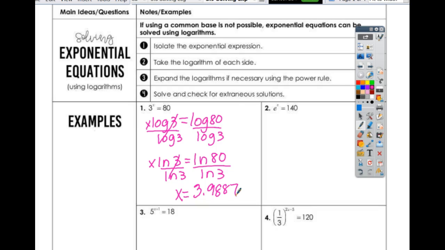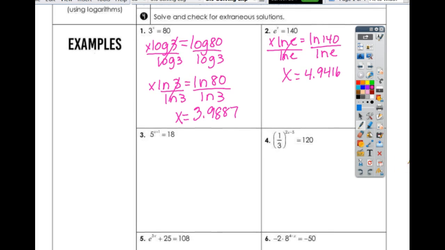Okay? So when I go to find this one, I'm going to drop the x to the front. I'm going to take the natural log on both sides. And don't just sit there. Type this in on these calculators, because otherwise when you take the tests and quizzes, you're not going to get them right if you can't type them in right. So you should get 4.9416.